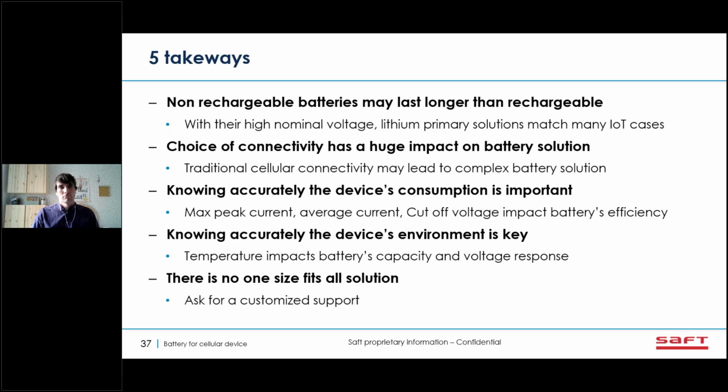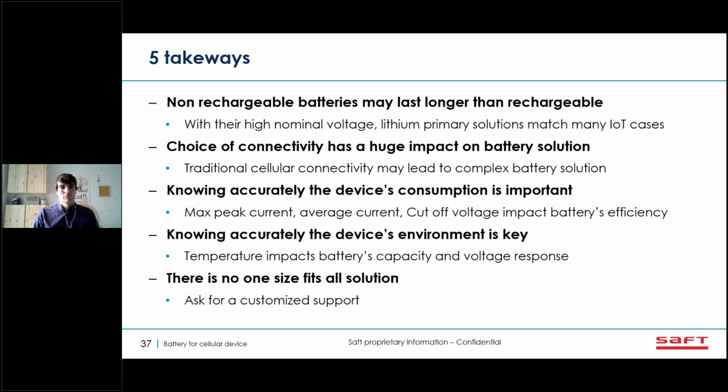The choice of connectivity has a huge impact on battery solution. Traditional cellular connectivity may lead to complex battery solutions. So this is clearly more designed for lithium-ion and rechargeable technologies than for primary technologies. Knowing accurately the device consumption is important: max peak, average consumption, cutoff voltage. All will impact the battery efficiency and how much energy I can use from the battery.